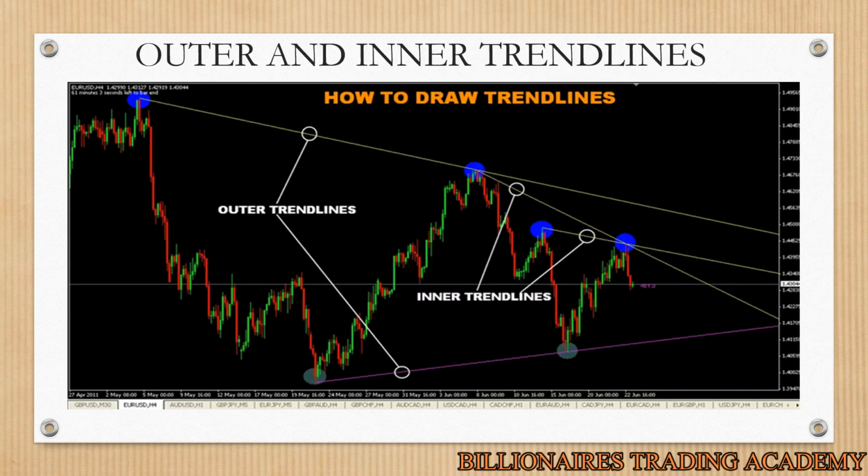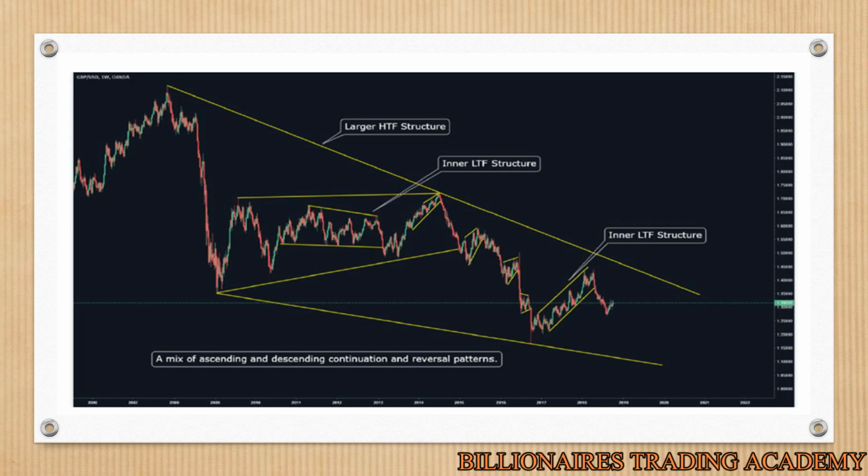But they are still significant. So when you look at this example, this trend line from here attaching to this one and going all the way, and then this one, so these two are outer trend lines. Then these ones inside are called inner trend lines. The ones that are most significant are the outer trend lines. So let's look at this good drawing.